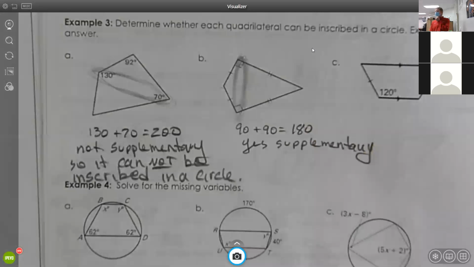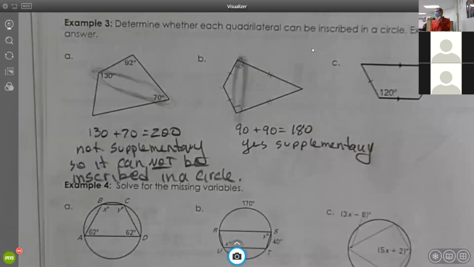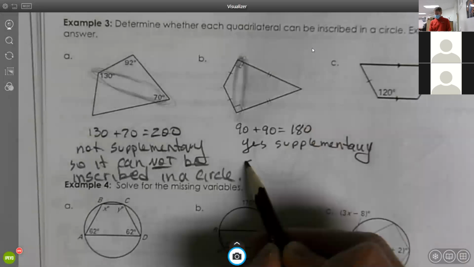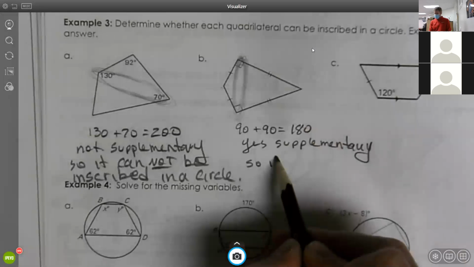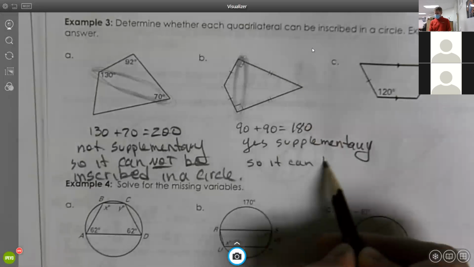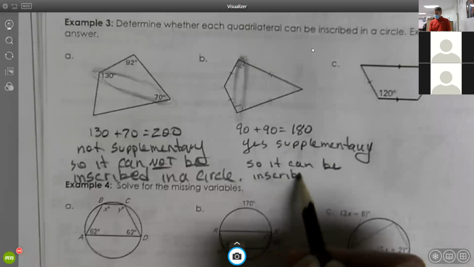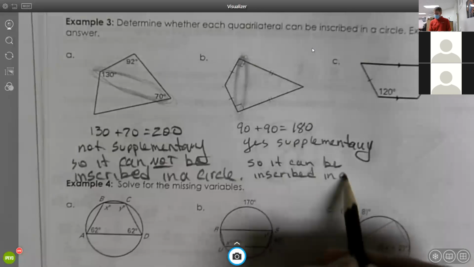So we have 90 and 90 that add up to 180. So yes, it is supplementary. So it can be inscribed in a circle.